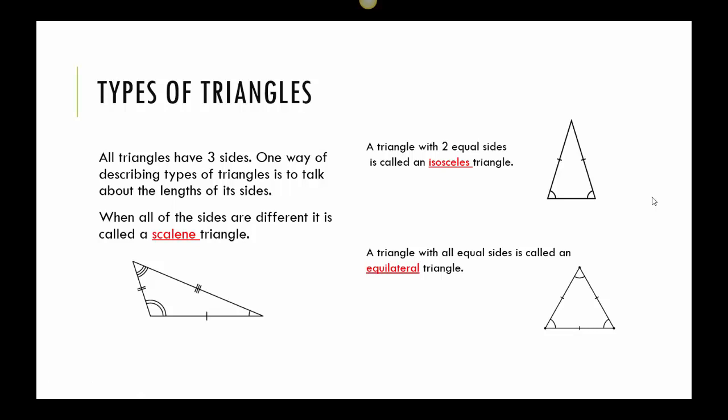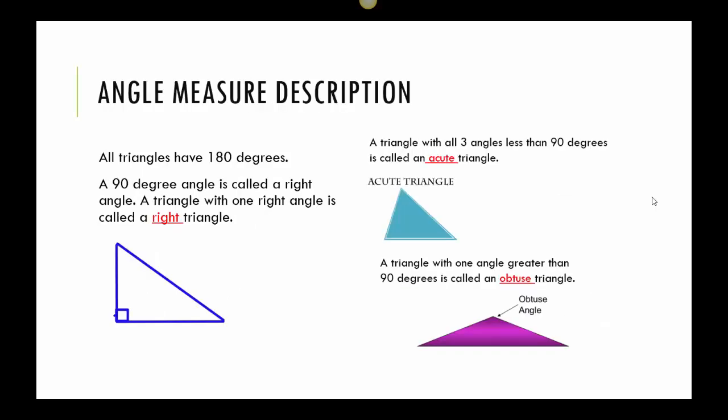Our last case is when all the sides are the same. That's called an equilateral triangle. That one makes sense, equal, so they're all the same, equilateral. So two sides the same, isosceles, three sides the same, equilateral, and all different scalene.